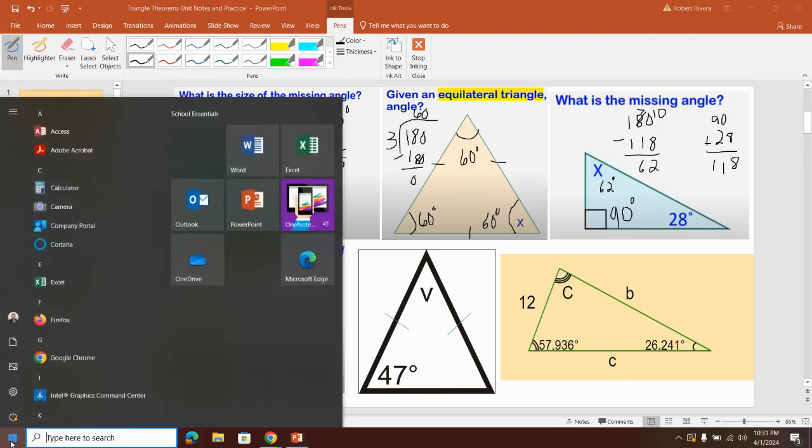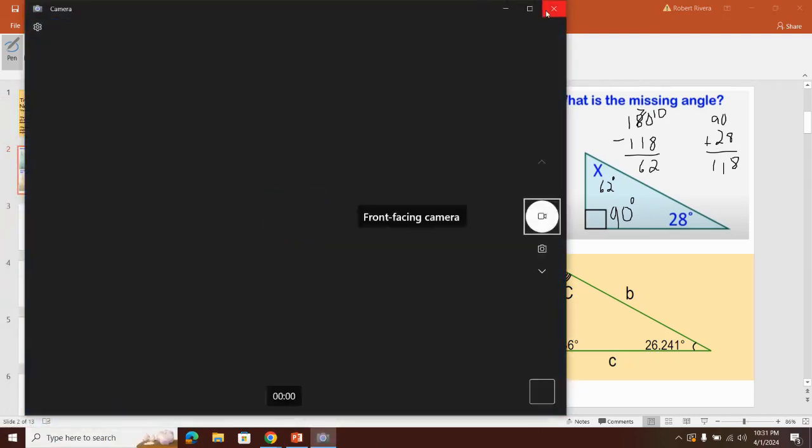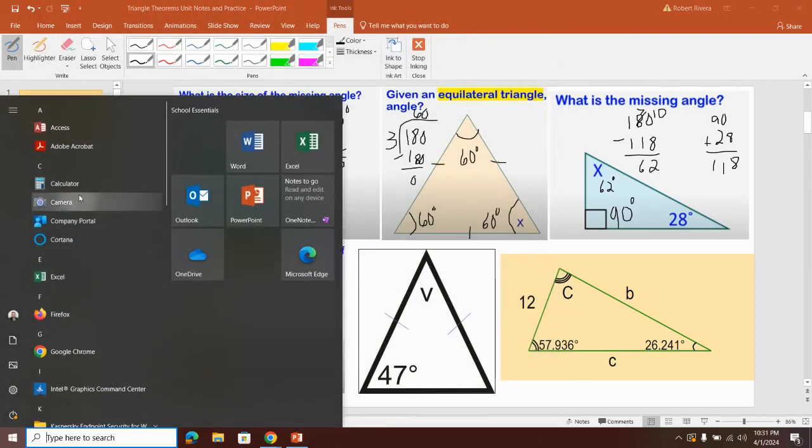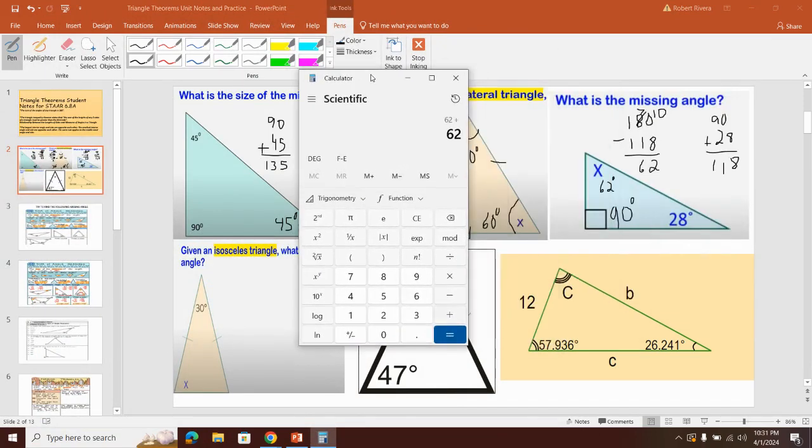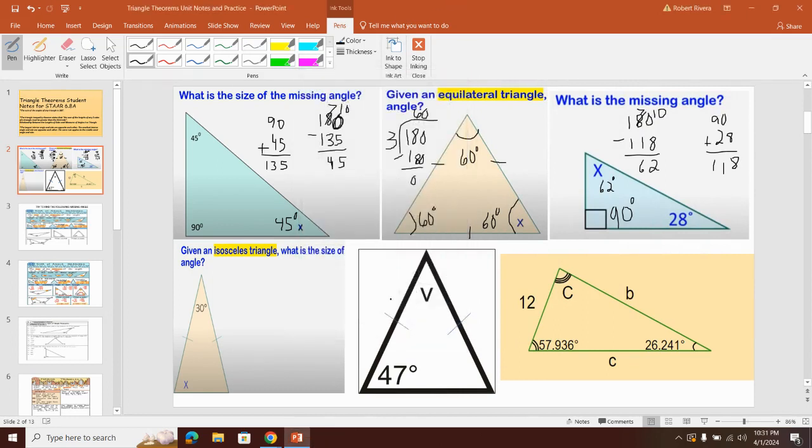Again, you can always get the calculator. And we can check 62 plus 28 plus 90. And there's your perfect 180. So sometimes they'll give you one like this, that they want the missing angle, which is x. But they also have another missing angle over here, but you should know that that's 90. Okay, so the equilateral is 60, 60, 60. This one was a piece of cake because they gave you 2. This one they gave you 1, but really they gave you 2.